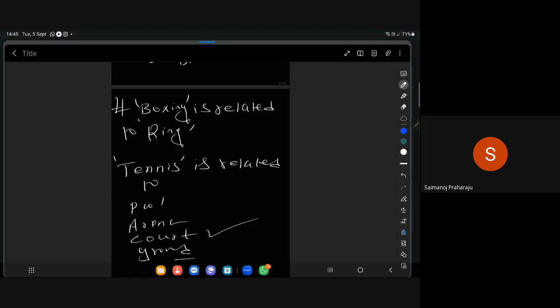Boxing is related to ring because boxing is played inside the ring. So obviously tennis is played in the court. So like that, you have to connect and relate the words. You have to see the hint they have given you. Using that hint, you have to find out the relation of the word they have asked and the words they have given as options. Whichever is best according to the hint will be your answer.